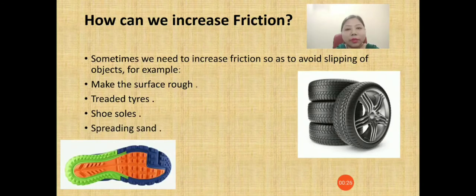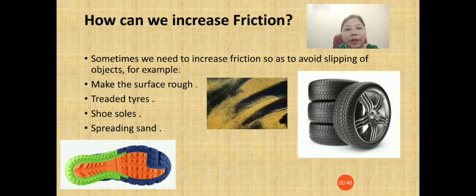Now, let us assume that some oil has been spilled on tiled floor. Now, how to increase the friction so that we do not slip and fall? So, what can be done? We can spread some sand over it. First, we have to clean the oil and then spread some sand over it. So, since sand particles are rough, it will increase friction.